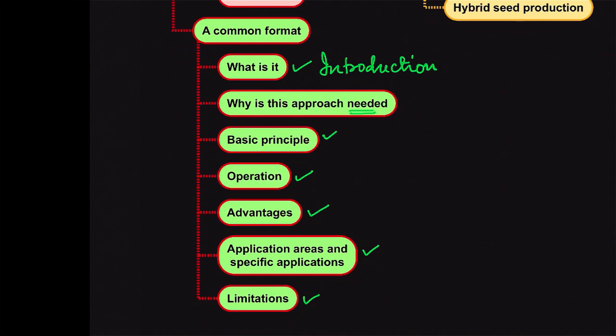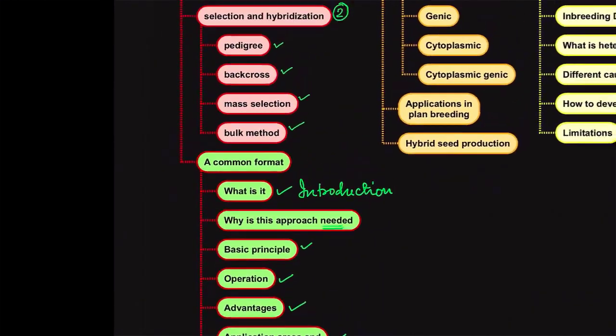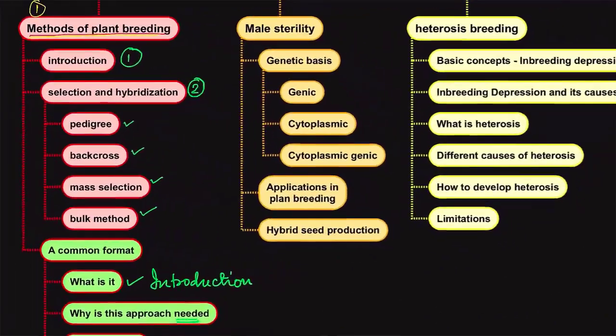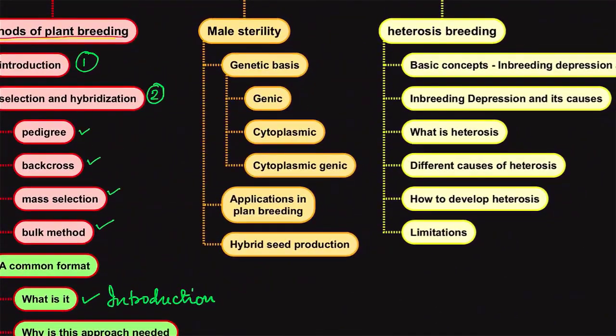This is the first part where there are subtopics, and subtopics we have already discussed. The second topic is male sterility. Male sterility is a topic that we had discussed within genetics also. So a little bit of repeat here, but it is important to be repeated.